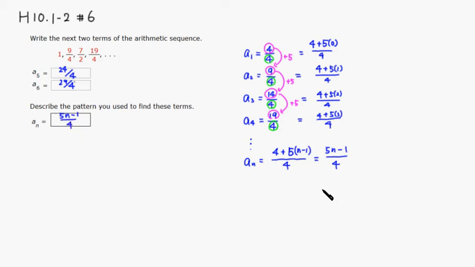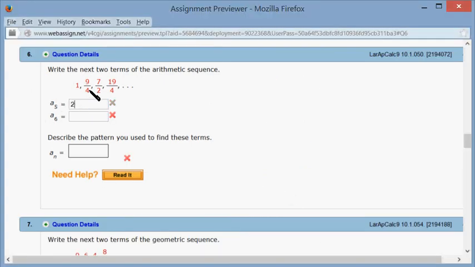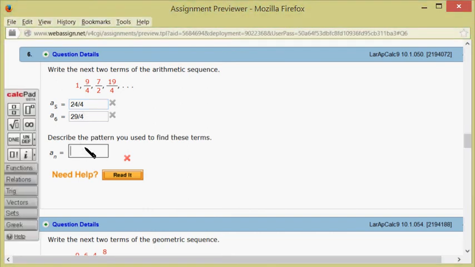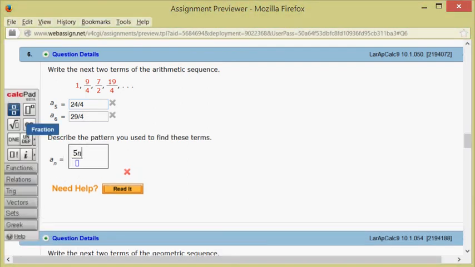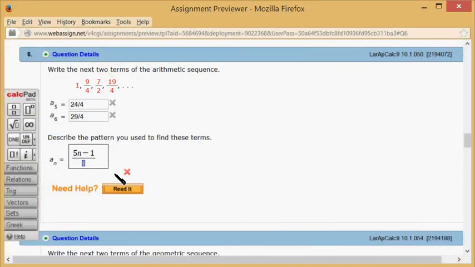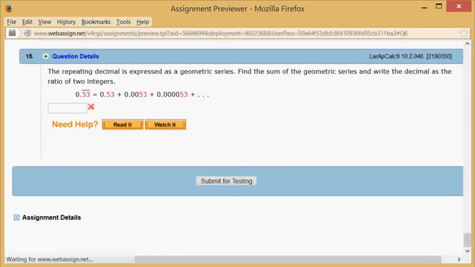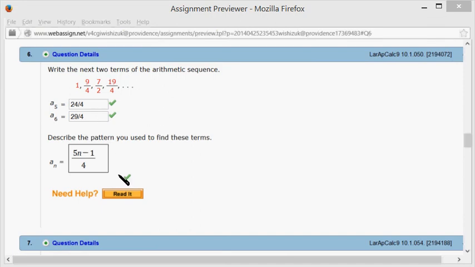All right, so let's type those in. What we got was 24 over 4 and 29 over 4. Then the fraction 5n minus 1 over 4. All right, so let's go to submit testing. All right, it came back. It looks like we got all 3 of these correctly. All right, that's it. I hope that this was clear.